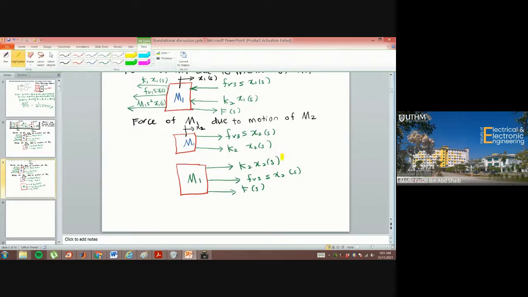Okay, take a look. We have K2, K2 we take from here, the second diagram. We have FV3 times S S2. Then we have Fs. We just collect on one side only. On one side, we have the arrow showing to the right hand side. That's why we choose Fs, FV3, and K2. How about the arrow showing to the left hand side? Just now it's right hand side.